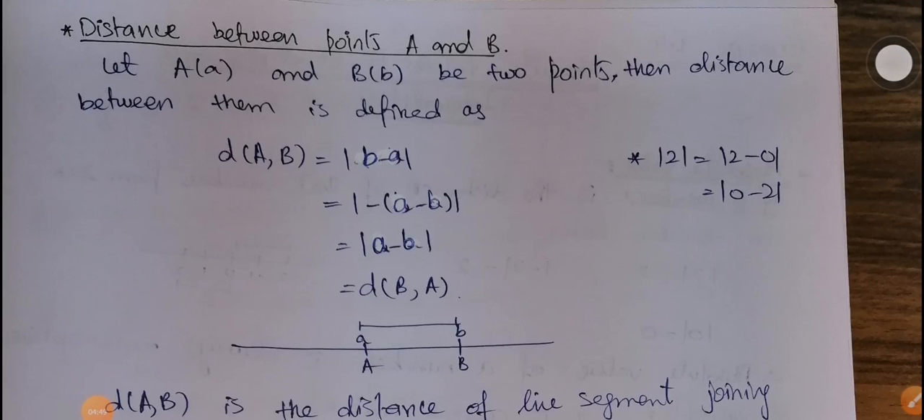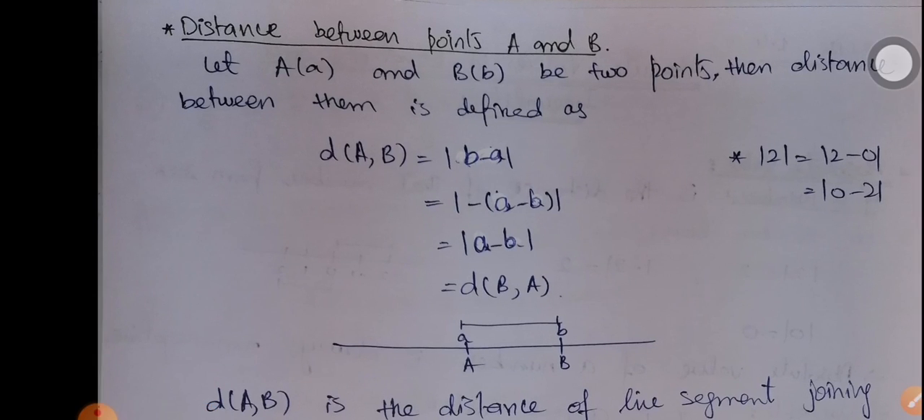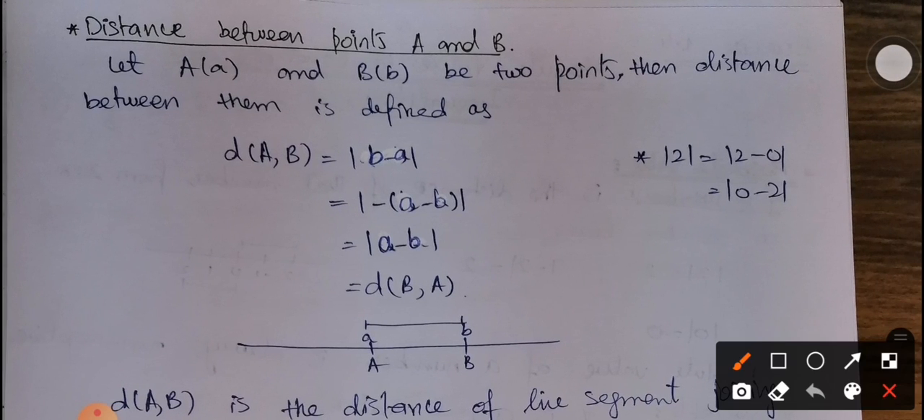Next, we are going to define the distance between the points A and B. Let's suppose we are given a point A with coordinate a and a point B with coordinate b. How can we find the distance between these two points? The distance between the points A and B is defined as d(A, B), and we simply subtract the coordinates, that is, coordinate of B minus coordinate of A.